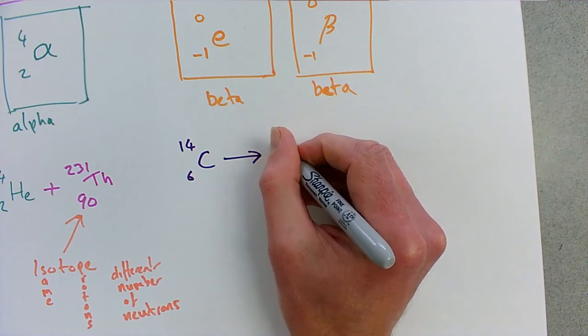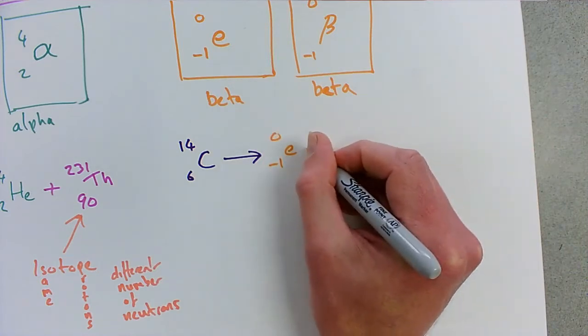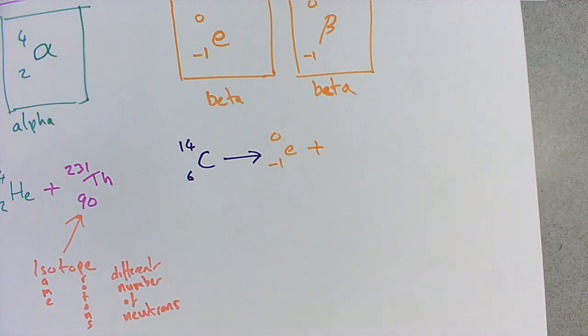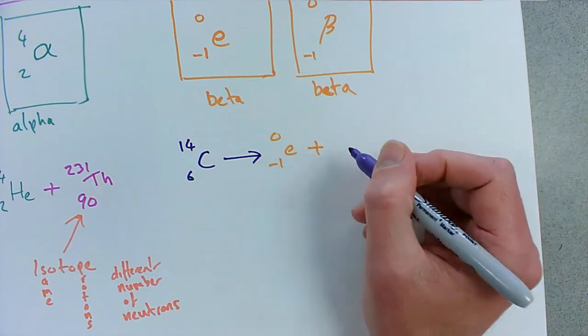So let's go beta, 0, minus 1. And let's work out what's left. Now, beta I think is a little bit fiddlier, a little bit trickier to get your head around than the alpha decay.